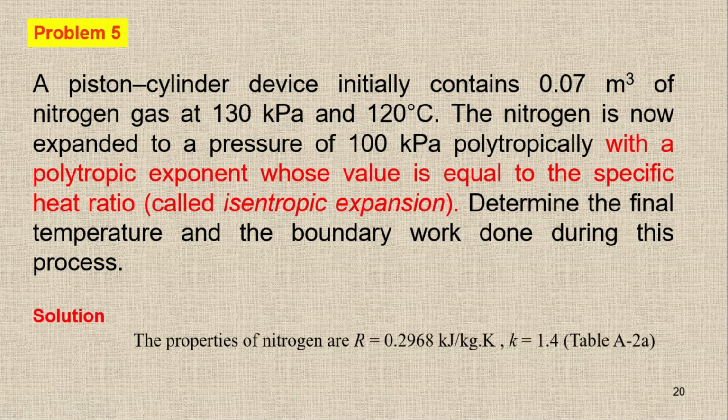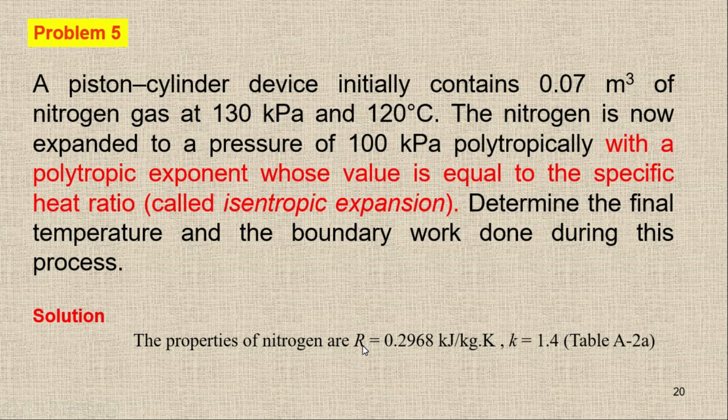Now, from the table, sorry, this is again table A2. It's my mistake. From table A2, the properties of nitrogen are given, and I can check what the gas constant for nitrogen is. This is not the universal gas constant. This is the gas constant.